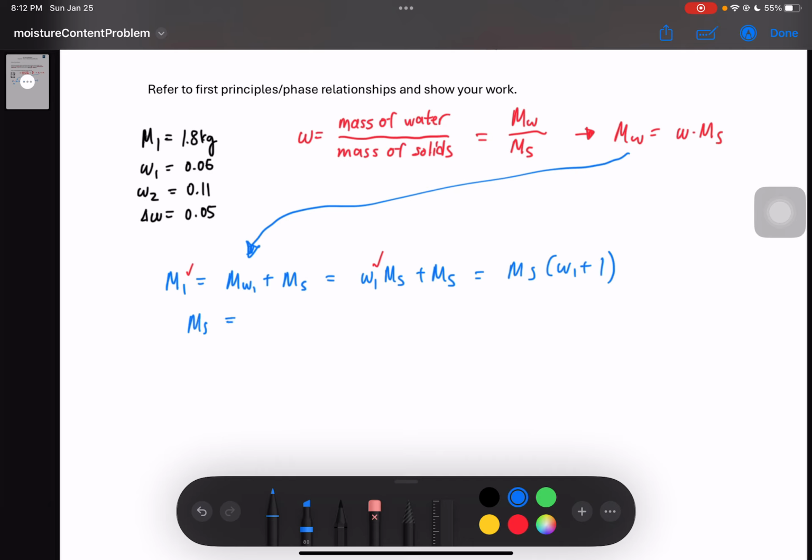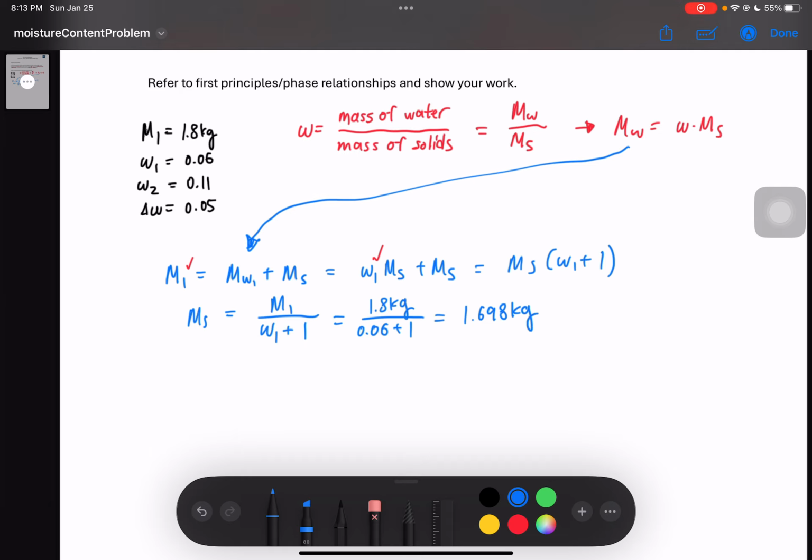And we get soil sample mass over moisture content plus 1. Sub in our values, 1.8 kilograms over 0.06 plus 1, and we'll get 1.698 kilograms. That is the mass of our solids.